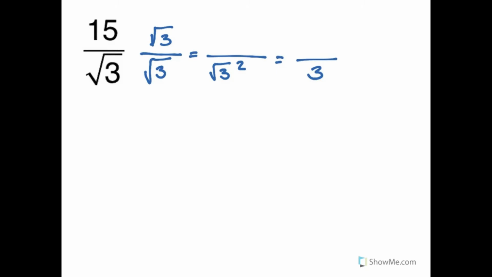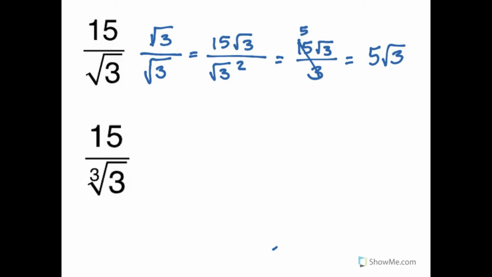Now 15 times the square root of 3 is over plain 3, and 3 goes into 15 5 times. I end up with just 5 times the square root of 3, which is a much nicer version of the same expression. The trick was that since 3 is in a square root, I need one more copy of the square root of 3 to make a whole number.